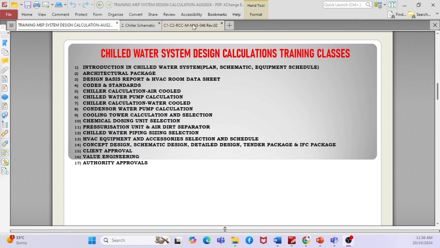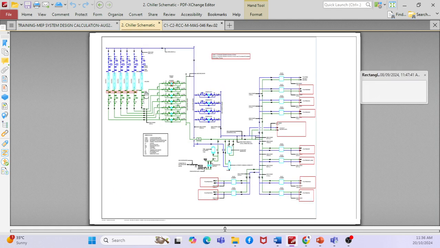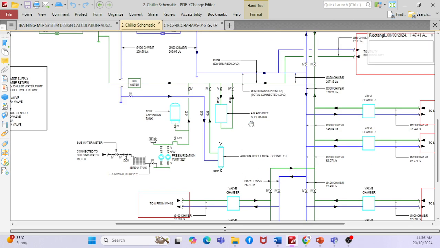Okay, so you can see we have one chilled water schematic layout, where you have the chiller, the primary pump, and the secondary pump. Then you will have a load side FCU or FHU, then an air separator and dirt separator. Then we have the expansion vessel and pressurization unit. Then we have a system called a chemical dosing system.